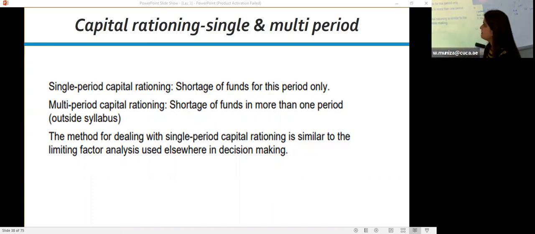The method of dealing with single-period capital rationing is similar to the limiting factor analysis used elsewhere in decision making. So you are going to calculate the profitability index of the different investments available. You are going to prioritize them, give them a ranking, and according to that, you are going to invest in them.